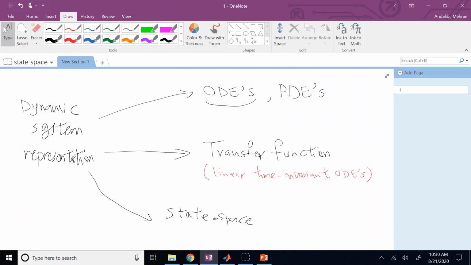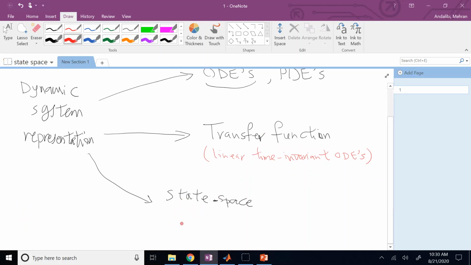And the state space method also, here we just focus on ODEs, but the good thing about the state space is it is not limited to linear systems. So here the system with ODEs can be linear or nonlinear, the same with the state space. So transfer function is limited to only linear systems. State space and ODEs are not.